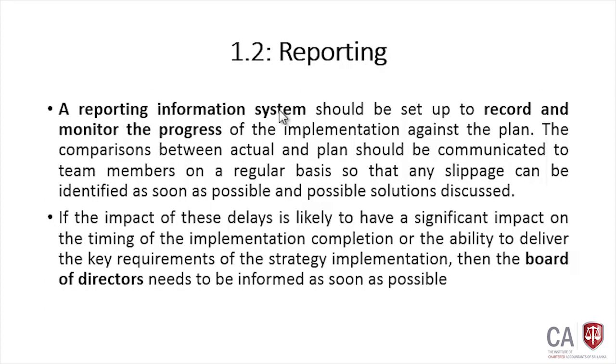Then reporting. It is important to have a reporting information system. We have to set up a reporting information system to record and monitor the progress of the implementation against the plan. So normally at the beginning, within that particular system, we have to identify what we are trying to achieve. From time to time we have to look at the progress. If there are some deviations, we will take corrective action, and that corrective action should be taken as early as possible without any delay. If there are any significant delays as a result of some unexpected deviations, it's better to communicate that to the board of directors also.